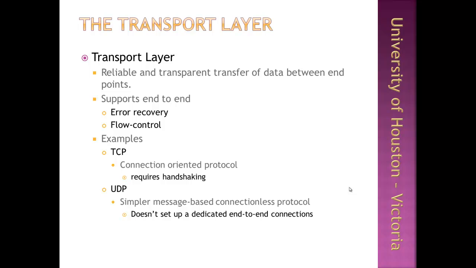In a nutshell, TCP is a connection-oriented protocol and requires handshaking, which ensures that your data is going to be transmitted and received in the same order. UDP is a simpler message-based connectionless protocol, which means that there is no need for an actual dedicated connection between the two endpoints of your network, and it doesn't set up a dedicated line, so the order of your data transmissions may not be guaranteed.